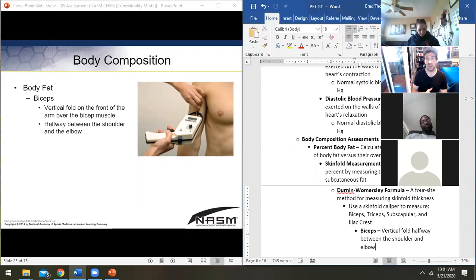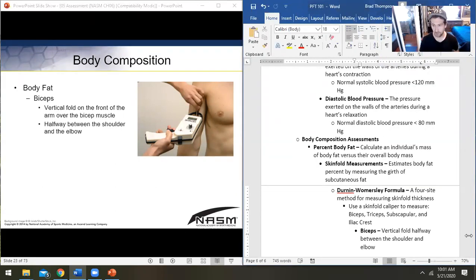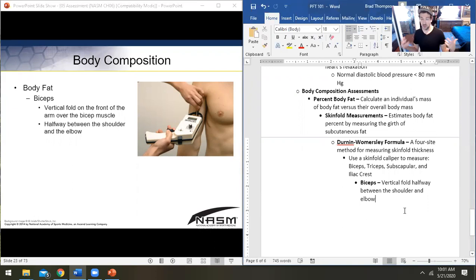Or they might ask you, the Durnin-Womersley formula calculates body fat percentage by measuring blank, and that's going to be subcutaneous fat girth, right? The width of the fat underneath your skin. So we're going to get some details in here that are a little overly detailed, but it's all to help you make this even clearer.